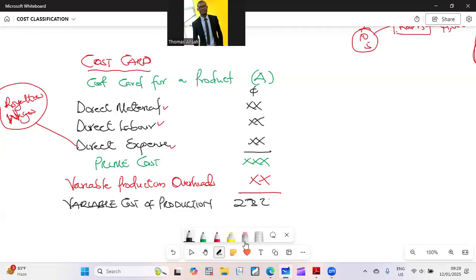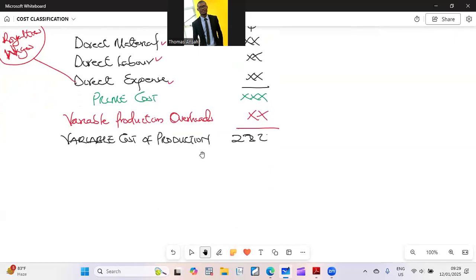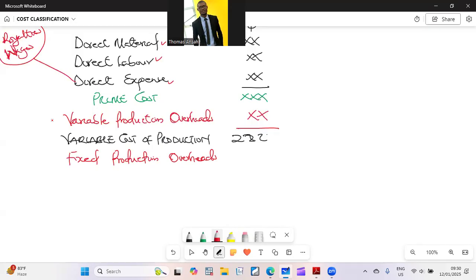Now you are coming to add the fixed production overhead. Those ones are not variable. So you add fixed production overheads. They are fixed. That tells you that with what I've done, it simply means you do prime cost and you add overheads, but the overhead has to be split into two. You have variable production overhead and fixed production overhead.